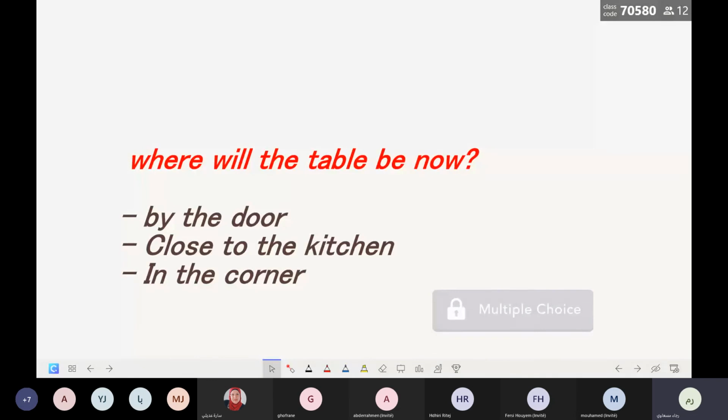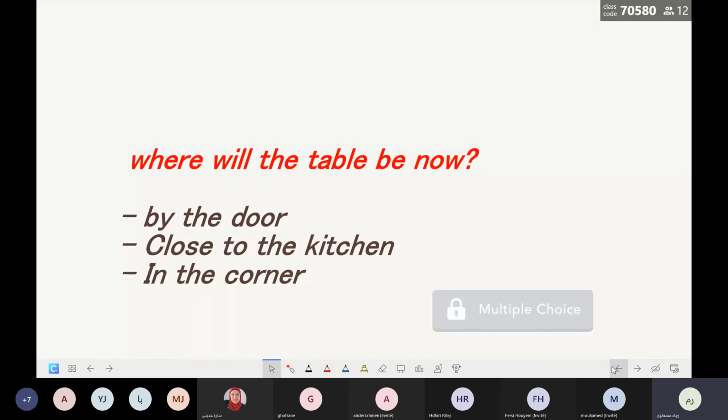Okay. Where will the table be now? So, Jamie has changed her reservation. So, eventually, the place where she will stay with her friends will change. Where will the table be now? By the door, close to the kitchen, or in the corner? I repeat. By the door, close to the kitchen, or in the corner?